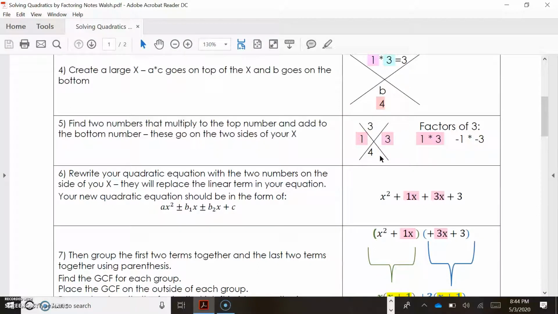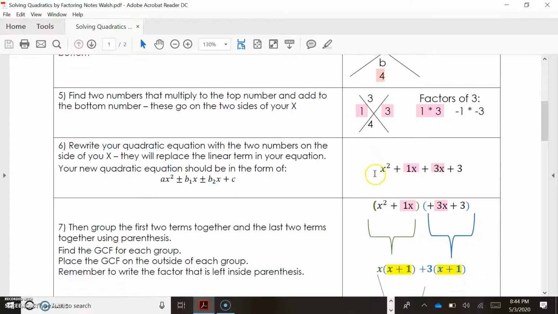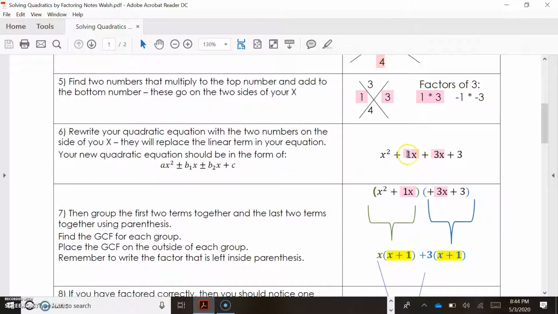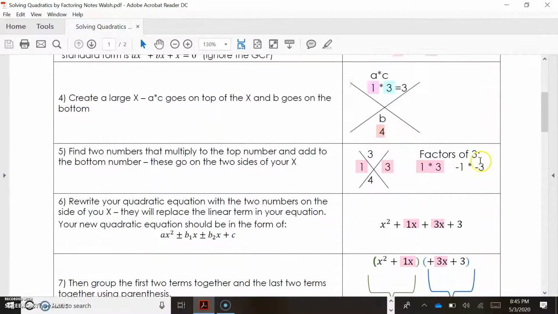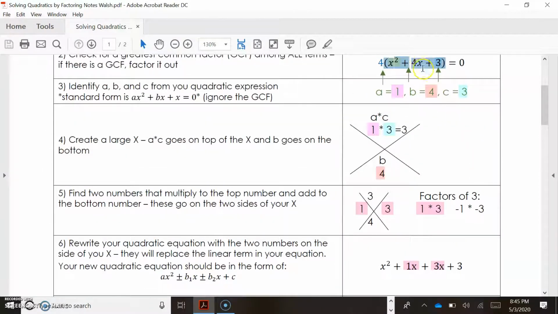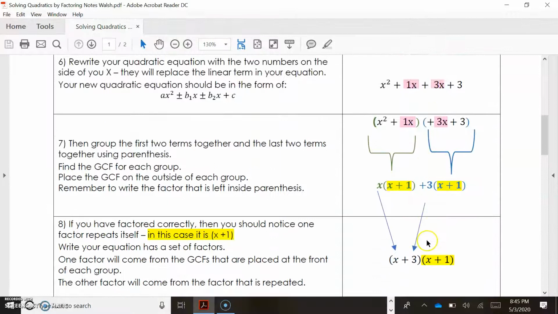Then remember, we moved into a step called grouping. We grouped our quadratic together, so we have to rewrite our linear term. If we go back up here, notice we have 4x. That's our linear term. We've replaced that 4x with 1x plus 3x. We factor by grouping the first two terms and the second two terms.